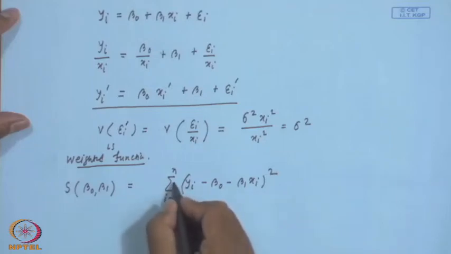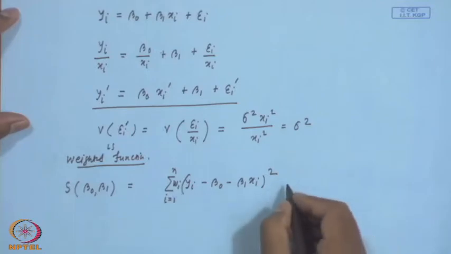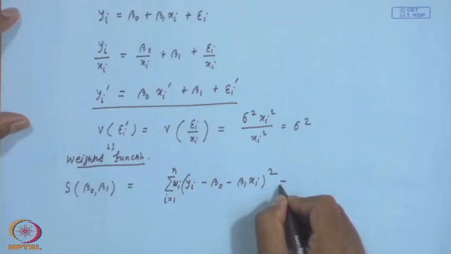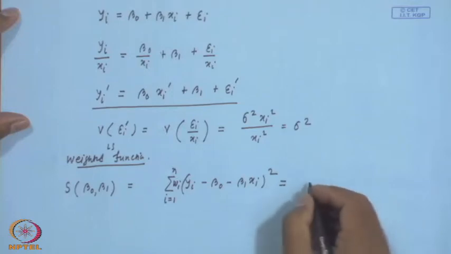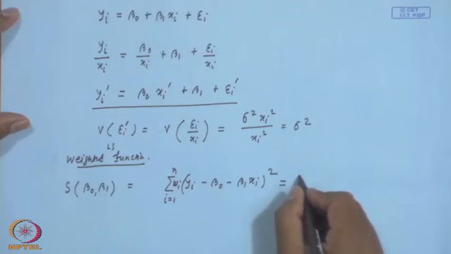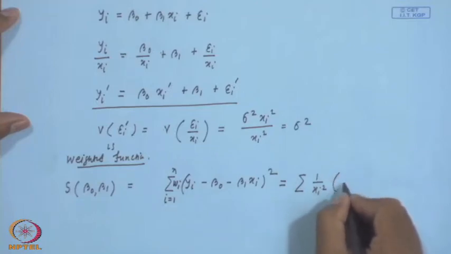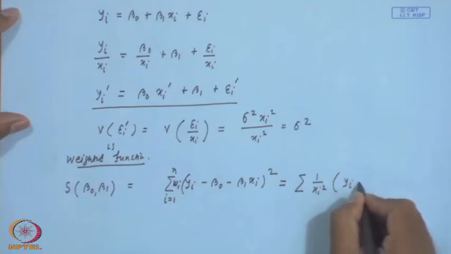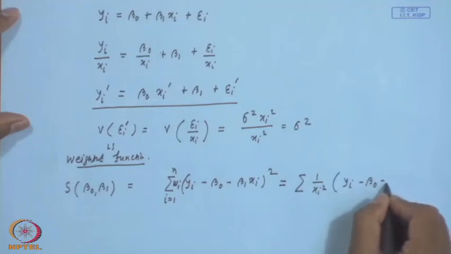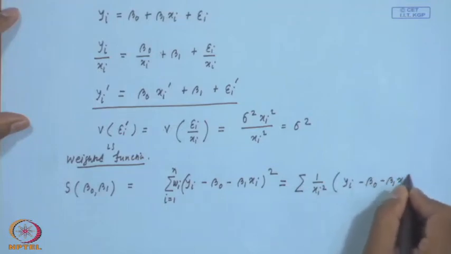Now, in the weighted least squares, we put a weight for the ith observation, that is wi. And here, in part c or part 3 of the problem, it says that the weight is 1 by xi square. So, wi is 1 by xi square, which multiplies yi minus beta naught minus beta 1 xi, whole square.